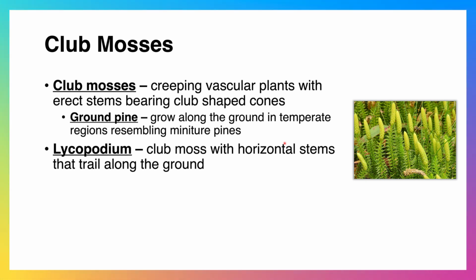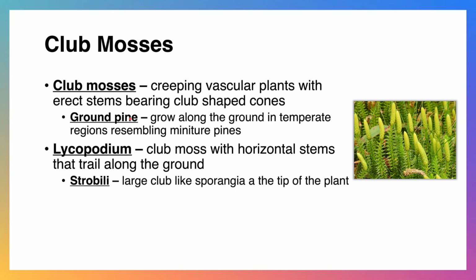Another vascular plant that does not have seeds is called a club moss. Club moss is a creeping vascular plant with erect stems bearing a club-shaped cone. And again, you can see that over here on the right. These are also called ground pines, and they grow along the ground in temperate regions, and they essentially resemble miniature pine trees, which is why they're called ground pines. Now, a club moss with horizontal stems that trail along the ground is called a lycopodium. And that's not this picture here. And so lycopodium is a subgroup of the club moss.